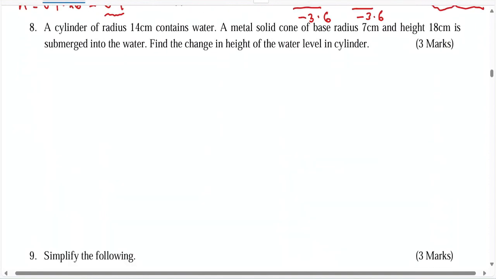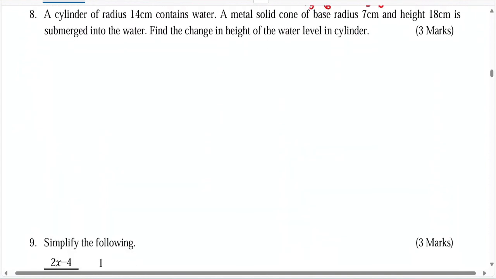Question 8 says a cylinder of radius 14 cm contains water. A metal solid cone of base radius 7 cm and height 18 cm is submerged into the water. Find the change in height of the water level in cylinder. Sawa, lazima ujue volume ya cylinder, volume ya hiyo solid cone. Right. Let's find first, wacha tutafute volume ya hiyo cone.